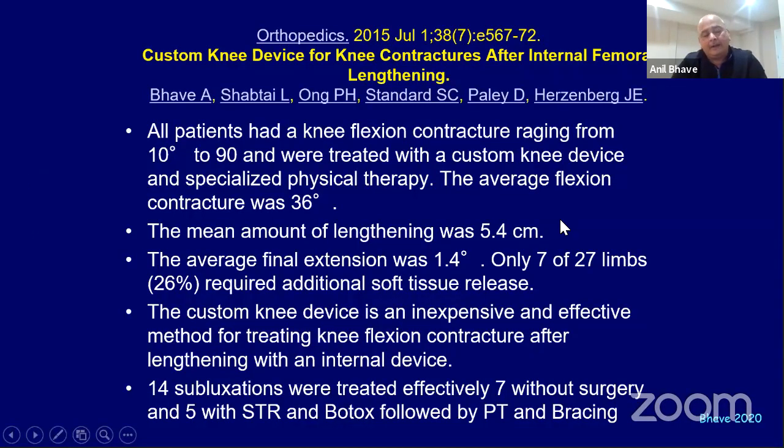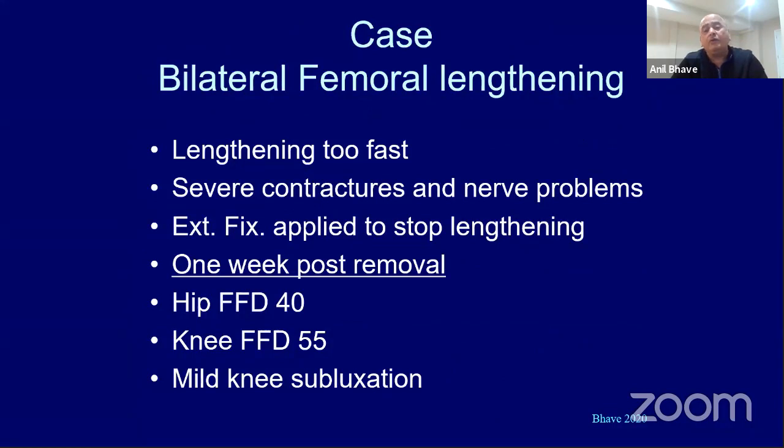In early 2000, there was a nail called ISKD that came out, and it couldn't be controlled. So some patients got really horrible contractures. That doesn't happen anymore. We have much better internal devices that take care of it. So I want to show you a case. This is a case from early 2000 where the ISKD nail, bilateral femur lengthening, went too fast. He had 5 centimeter lengthening that happened in less than 3 weeks.